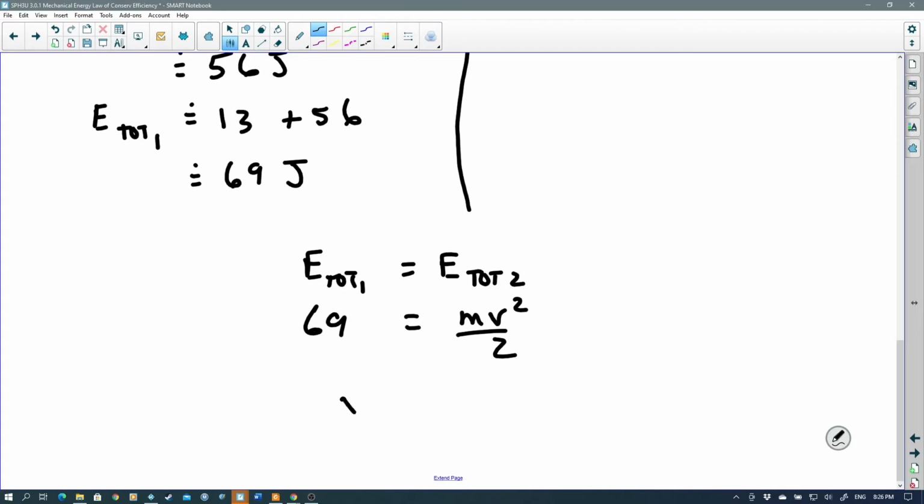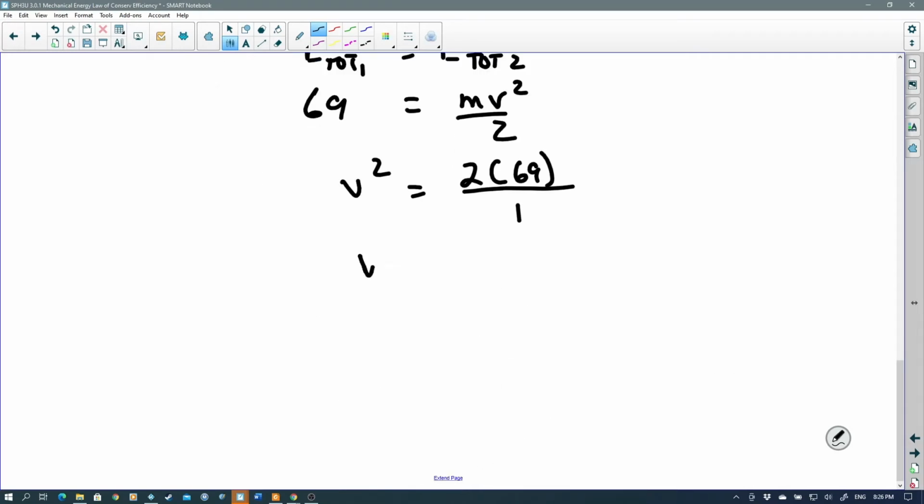Isolating for v, we'll get 2 times 69. The 2 will come over here and multiply, divided by our mass, 1. And then we're just going to square root that to find our velocity.